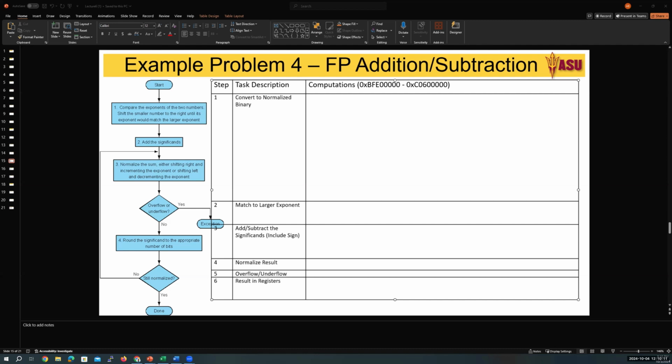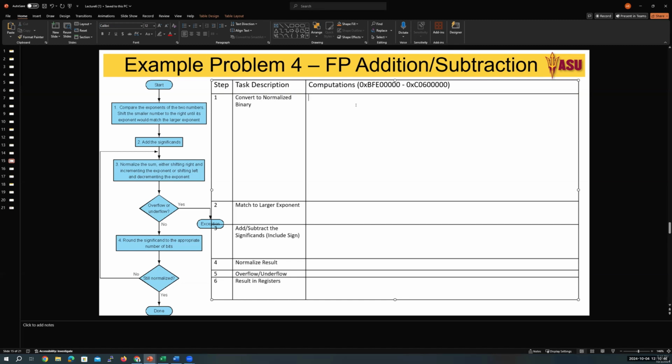So the first question we are going to deal with is FP, which is floating point addition or subtraction. So let's start. It gave us this number 0xBFE00000 minus 0xC0600000. So the first thing we do, as the algorithm says, is convert to normalized binary.